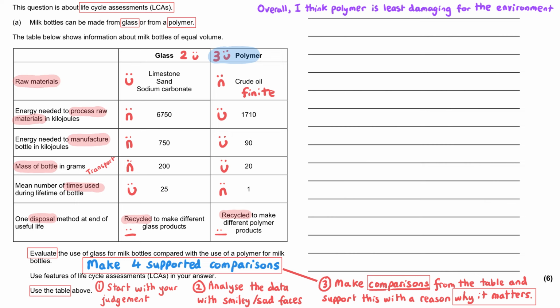And then we need to support this statement. So let's start with the positives, the reasons why I chose the polymer. First of all, the polymer uses much less energy to process the raw materials.